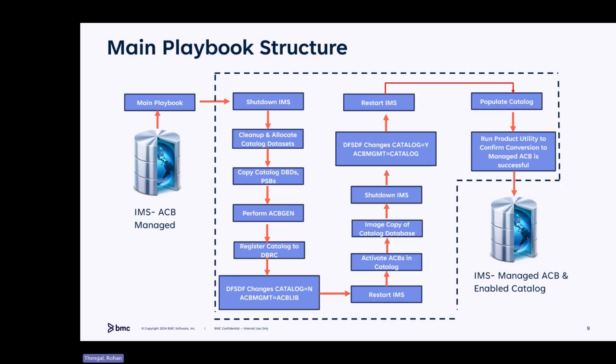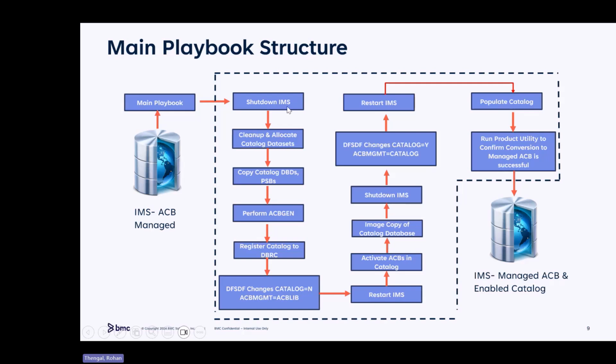Now we'll see the main playbook structure. We'll be executing only the main playbook to carry out this conversion. We can see in this diagram, this is our main playbook. Input to this main playbook will be our ACB-managed IMS, that is the traditional IMS. All its parameters will be supplied to this main playbook, and only the main playbook will be executed. When we execute it, all the sub playbooks and all the tasks will get executed, which are shown in this diagram in this dotted box.